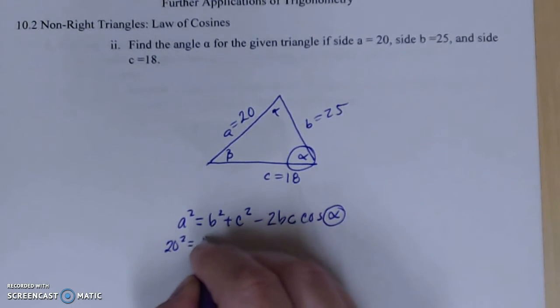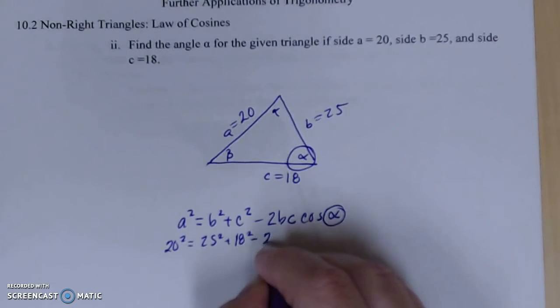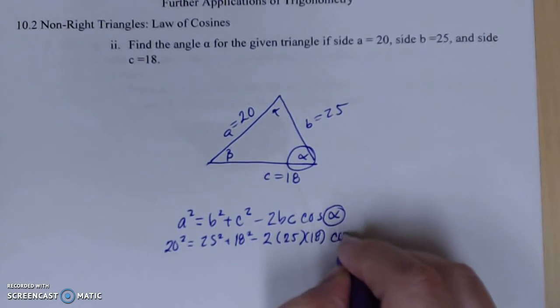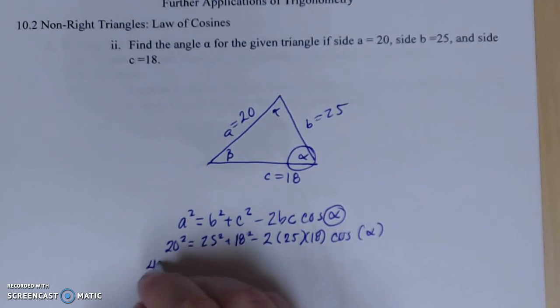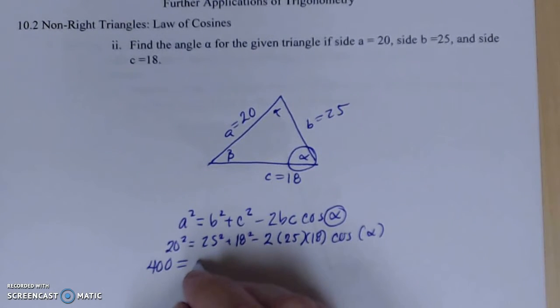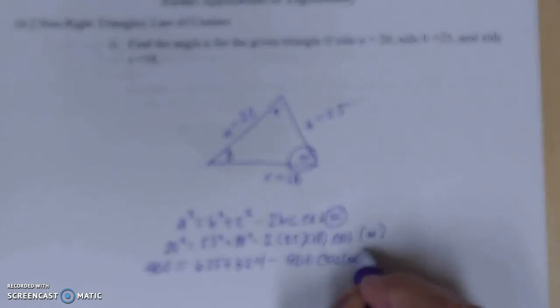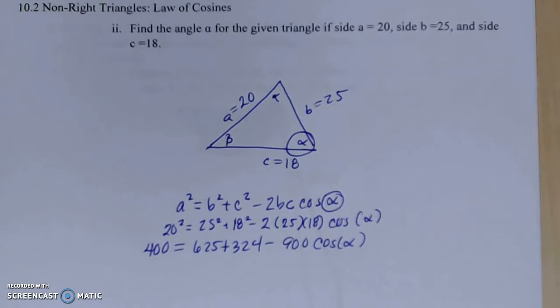20 squared equals 25 squared plus 18 squared minus 2 times 25 times 18 cosine of alpha, the angle I'm looking for. Now make sure you follow order of operations as you go. So I'm just going to show you, I did 625 plus 324 minus, I'm going to multiply these three together. That gives me 900. Be careful here with the order of operations. You are smart, you know what you're doing, but don't make a small mistake and mess up your problem here.